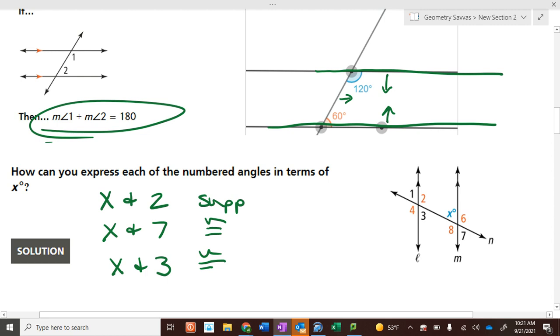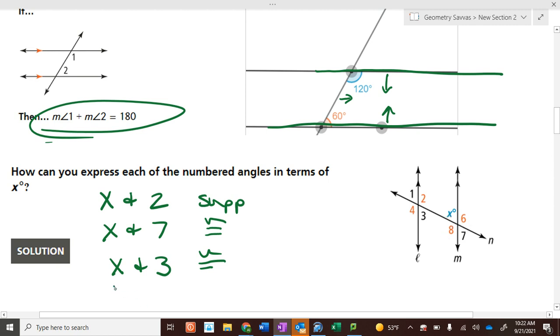Alternate interior. Oh, you are wonderful. That is exactly why they're congruent, because they're alternate interior. Okay? So we got to get this down. What's going on between the angles? Okay?